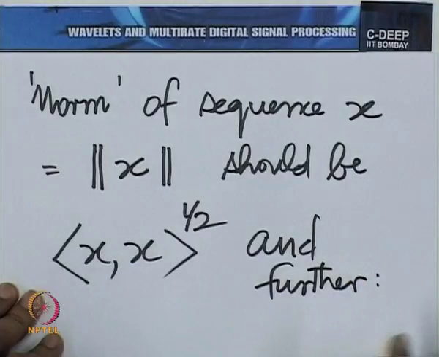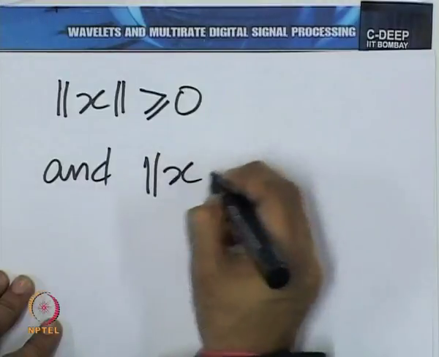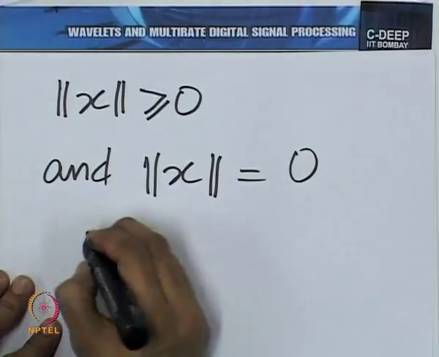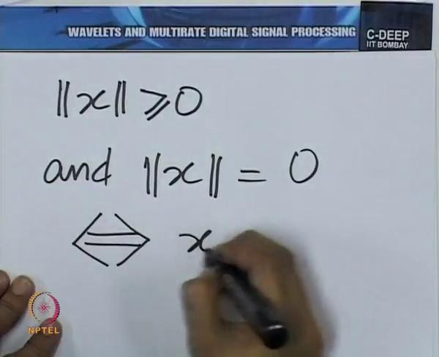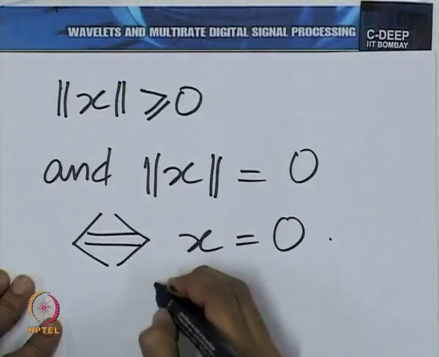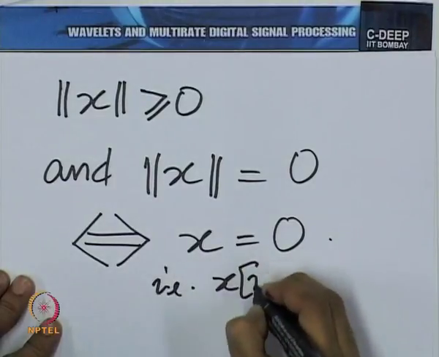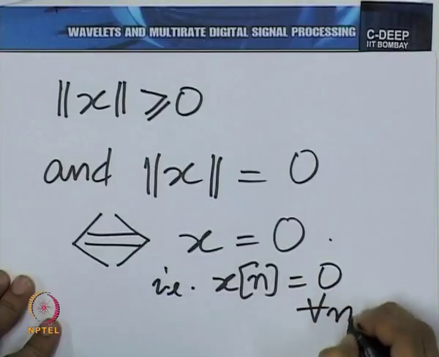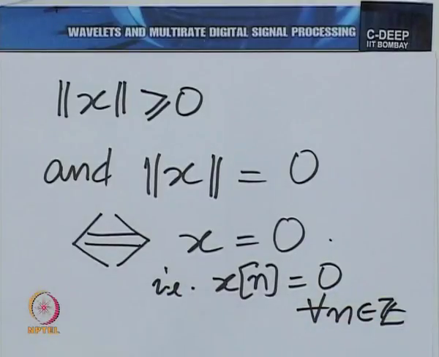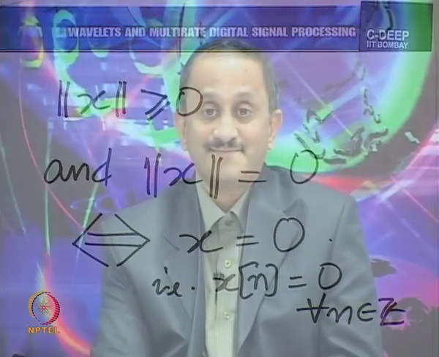we would want norm of x to be non-negative, and if at all the norm of x is 0, that implies and is implied by the sequence itself being 0 everywhere. That is, x of n is equal to 0 for all n belonging to the set of integers. This is important. So, we do not want that norm to be 0 unless the sequence itself is the 0 sequence. A non-zero sequence, even if it is non-zero at one point, must have a non-zero norm, and a 0 sequence must have a 0 norm.